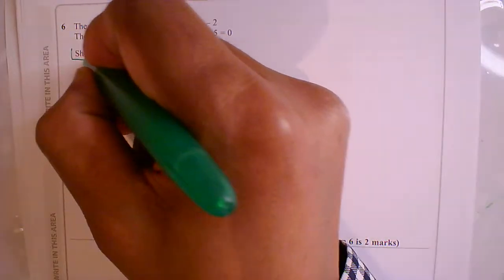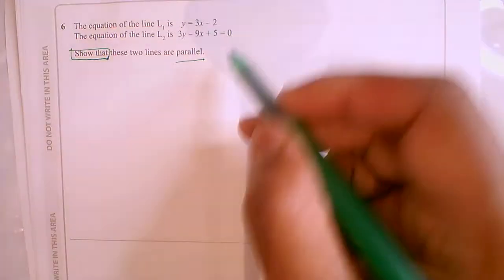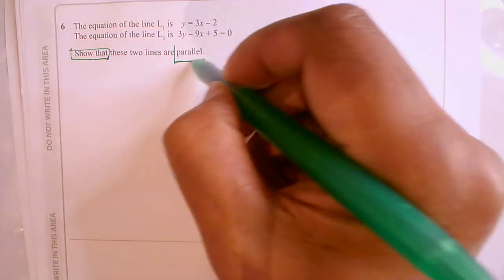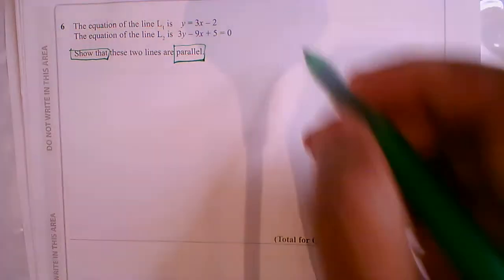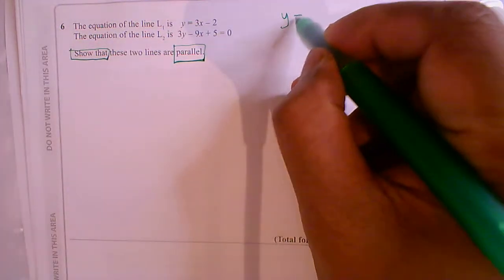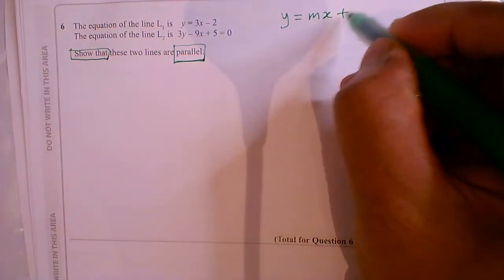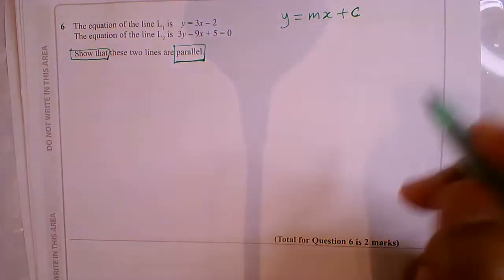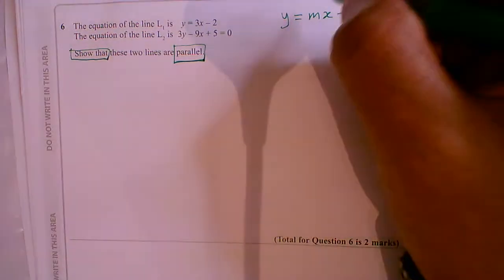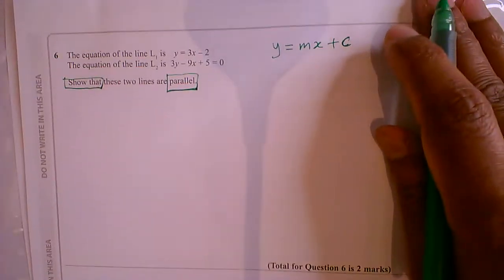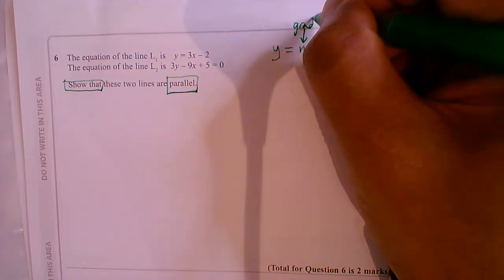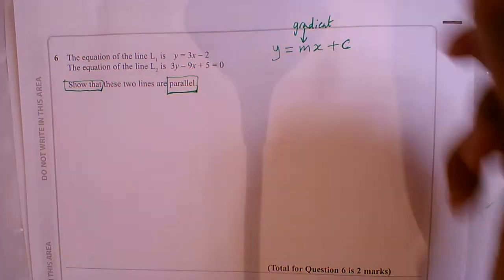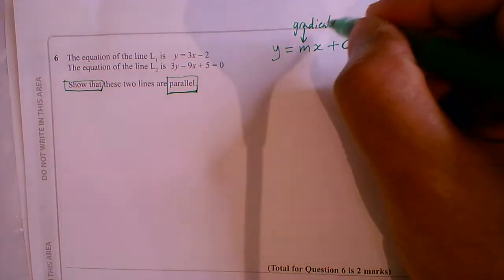So we've got to show that, which means they've given us the answer. They are parallel, so we need to show they are parallel. If we are looking at parallel lines, we're looking at straight line graphs, which is y equals mx plus c. That is the topic we're looking at. So y equals mx plus c. What is the m? The m is the gradient. So if something is parallel, the gradient is the same.